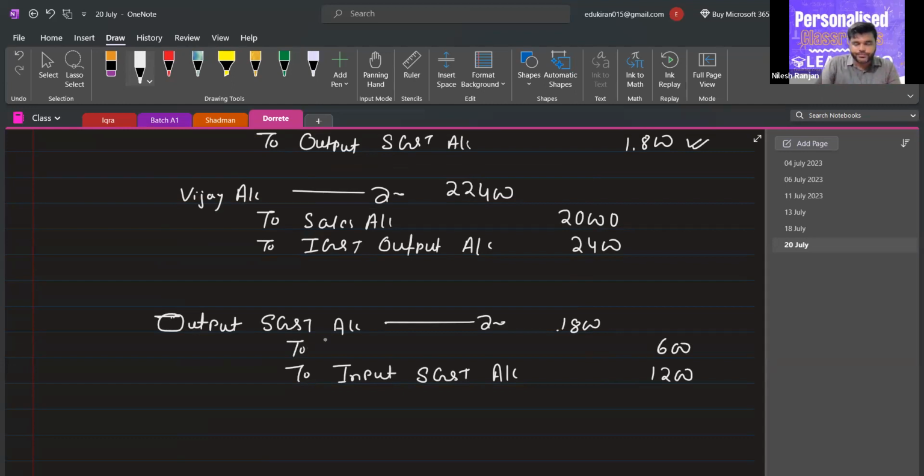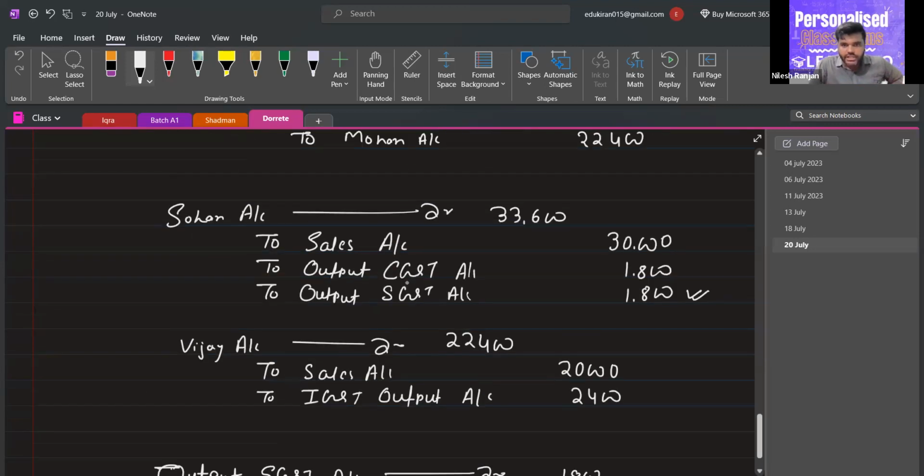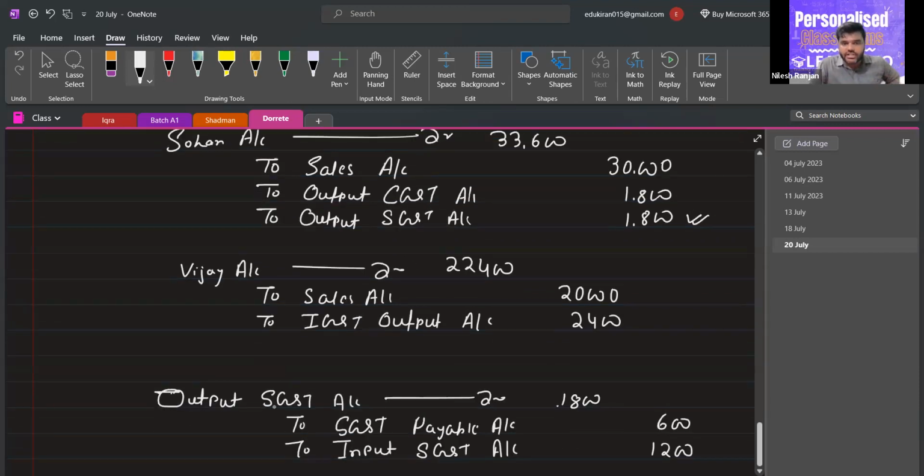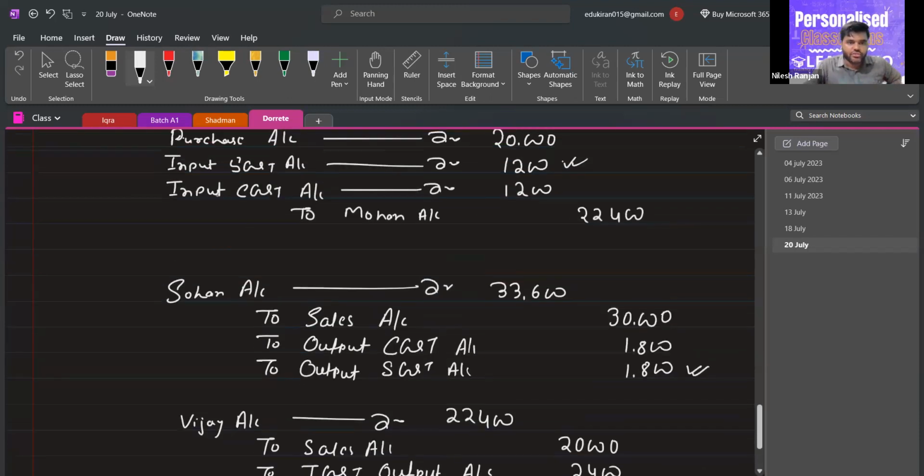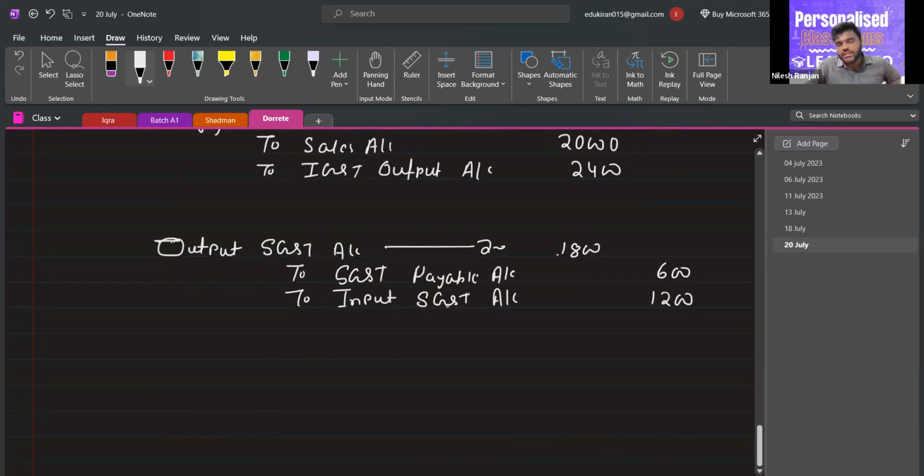So to SGST payable account. Output SGST is in the beginning on the credit side, so we are writing it off. That's why it is written on the debit side. And input SGST is on the debit side, that's why it is written on the credit side. So for calculation of amount payable, we write the output and input GST on the opposite side.